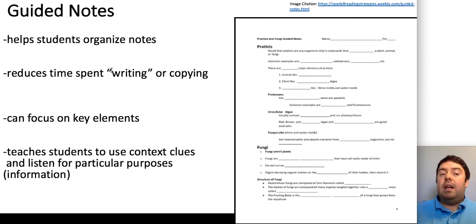And so providing guided notes helps save that cognitive energy and also helps direct students' focus to the most important elements of the lesson. Also, students practice how to use context clues to fill in the blanks, and to use their deductive reasoning skills to come up with a conclusion. And their conclusion is what they put in their blanks for their notes.